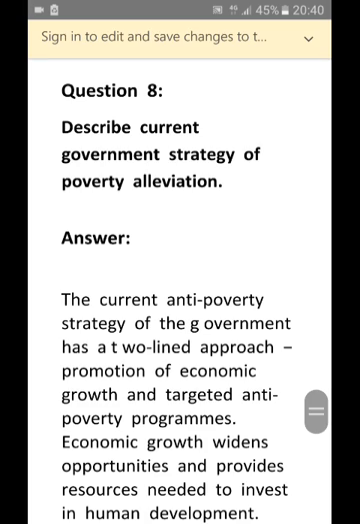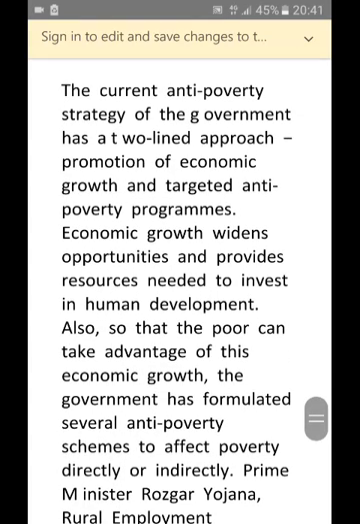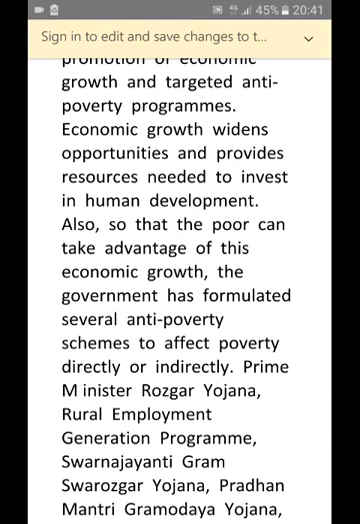Now, the eighth question: describe the current government strategy of poverty alleviation. Answer: the current anti-poverty strategy of the government has a two-lined approach: promotion of economic growth and targeted anti-poverty programs. Economic growth widens opportunities and provides resources needed to invest in human development, so that the poor can take advantage of this economic growth.